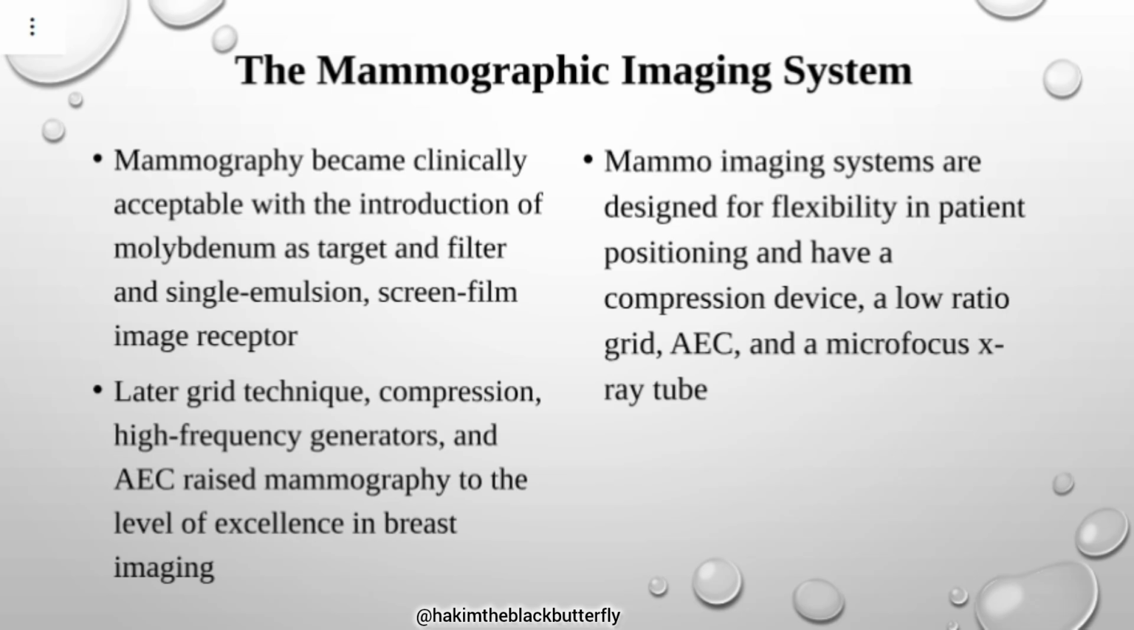Mammography system is a very unique equipment because it uses different targets and filters. In conventional radiography, normally the target which is used is tungsten and the filter that is used is aluminium. When it comes to mammography, they can either use tungsten or molybdenum as target, and then the filters can either be molybdenum or rhodium.